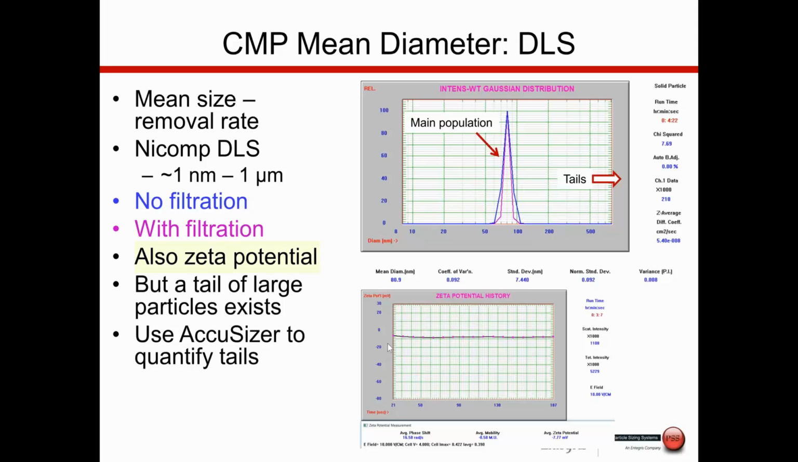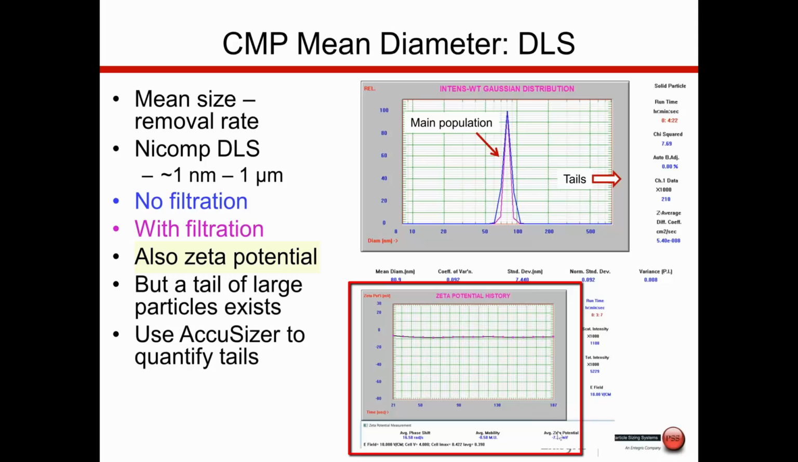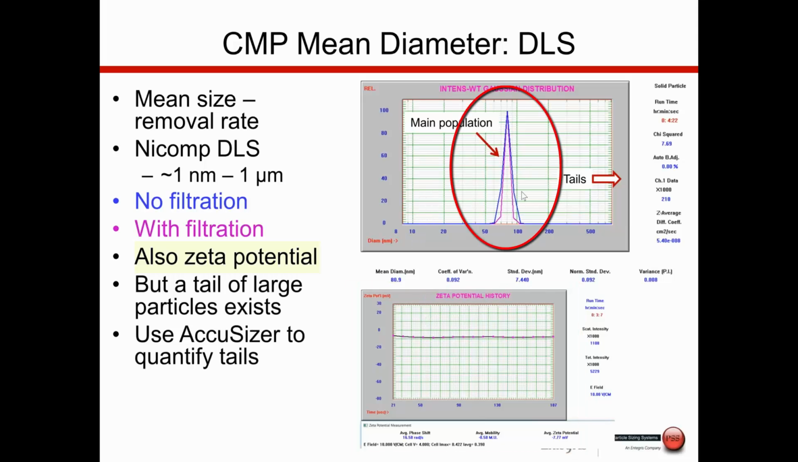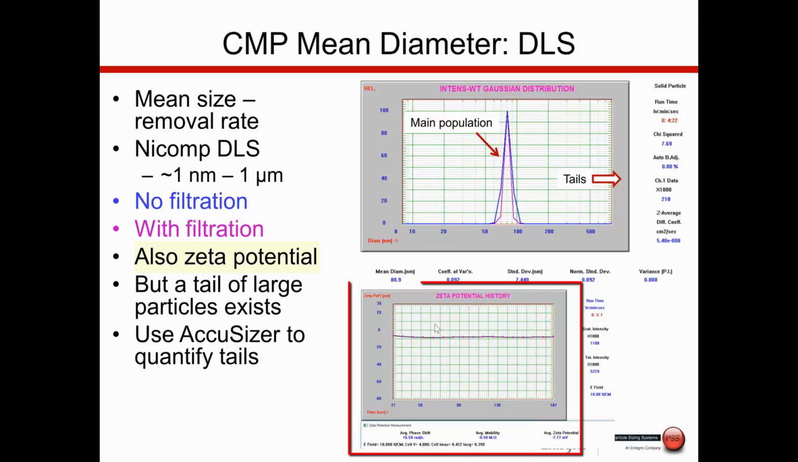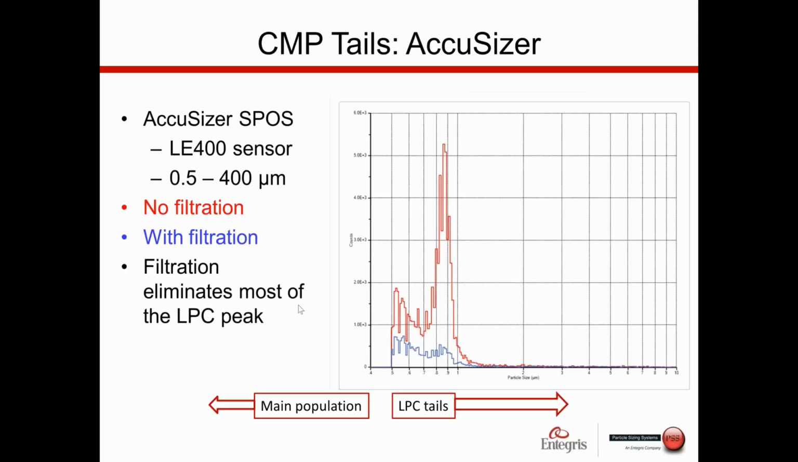And the same system can also measure the zeta potential. So you see down here a very steady zeta potential measurement, -8 or so. And this was measured using the same NICOMP DLS system. So we can look at the main population and also the zeta potential using the NICOMP DLS. But to quantify these tails, that's when we're going to use the AccuSizer.